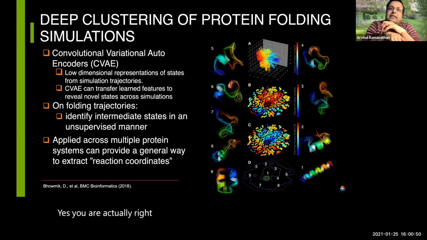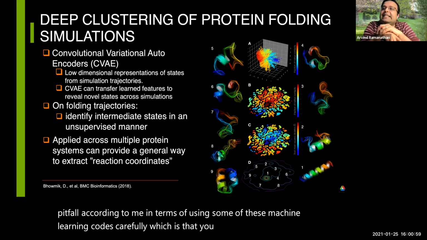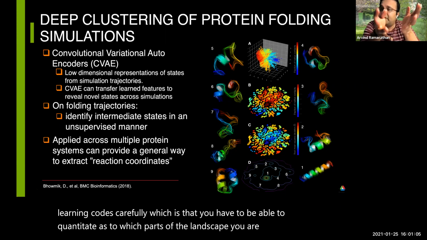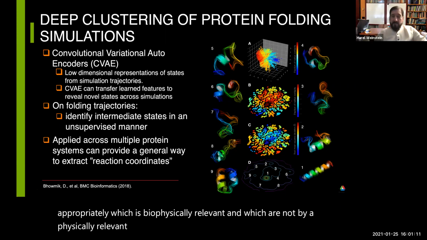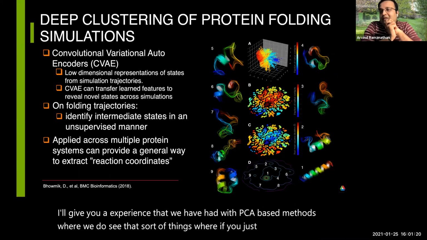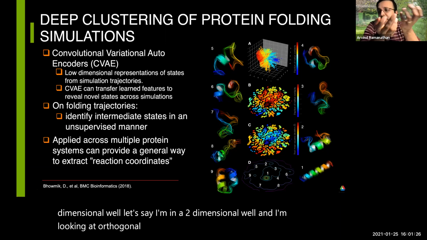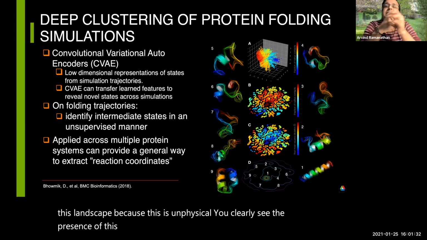So in fact, one of the things that is a pitfall, according to me, in using some of these machine learning codes carefully, is that you have to be able to quantitate which parts of the landscape you are sampling appropriately, which is biophysically relevant and which are not. Exactly. And I'll give you an experience that we have had with PCA-based methods, where we do see that sort of thing. If I'm in a two-dimensional well, looking at orthogonal coordinates, I end up in the wrong portion of this landscape because this is unphysical. You clearly see the presence of these high energy states there and you sample them.